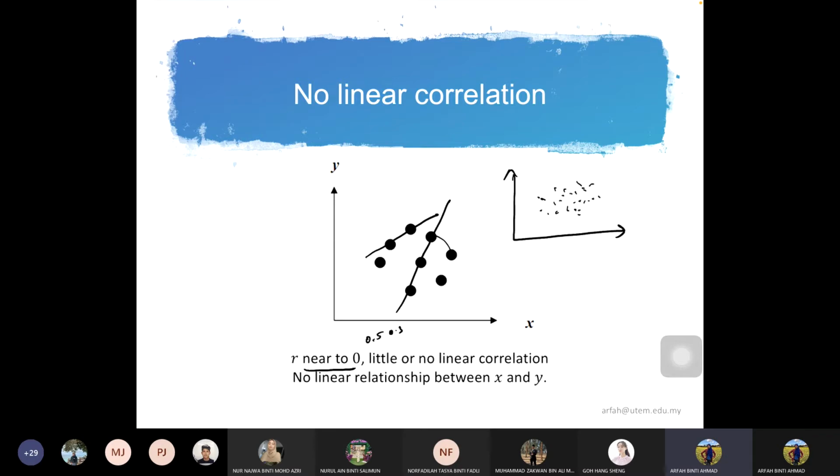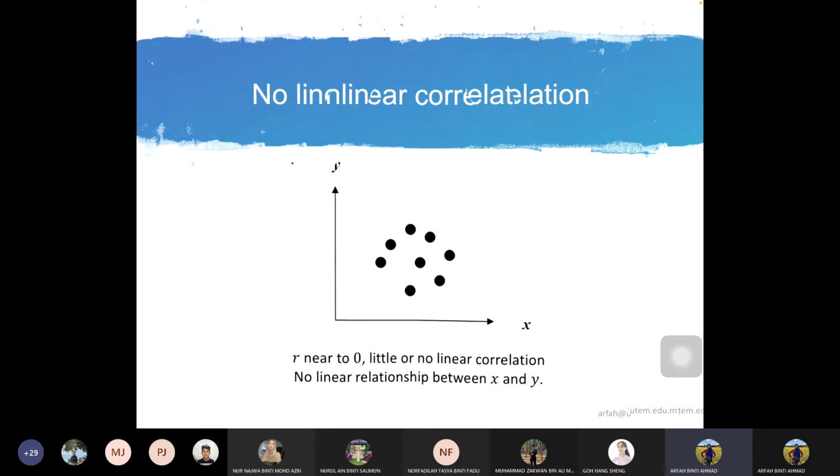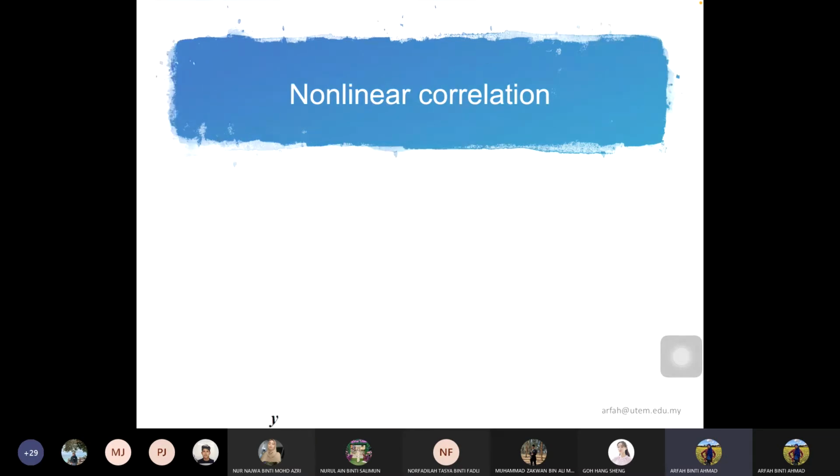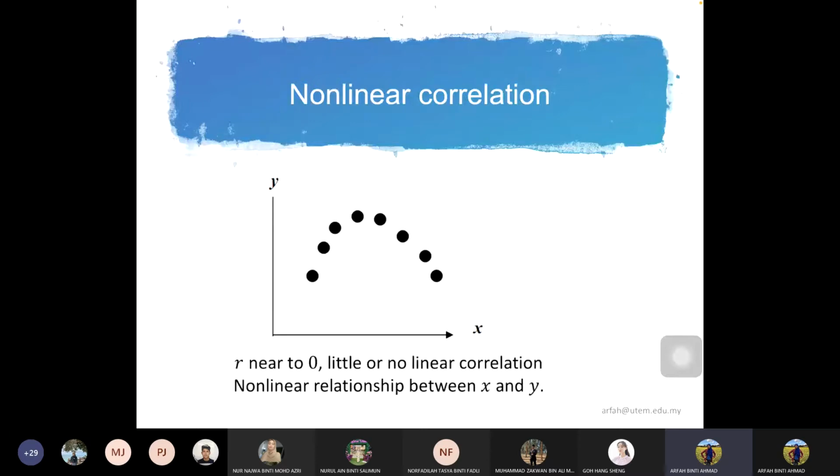So this is for the case of no linear correlation. And if we have non-linear correlation, let's say for example saya ada data and then I do the plotting for the value of x and the value of y. So in this case, saya buat dia punya plot and saya dapat all the points will be having like this. Kita boleh buat line tapi it will not be a straight line. It will be something like this.